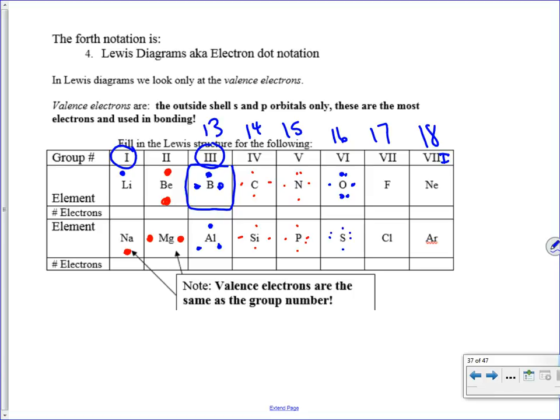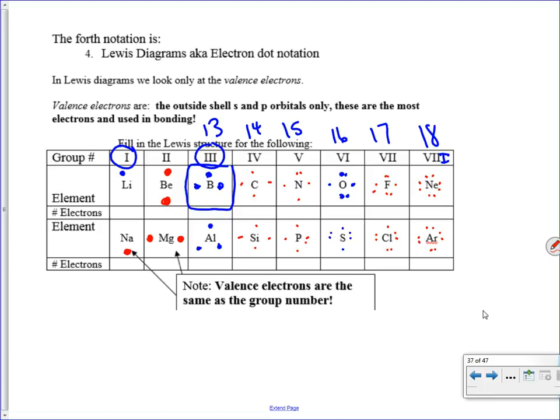Okay, so 7: 1, 2, 3, 4, 5, 6, 7. It really doesn't matter as long as you have 7 dots around and you've paired 3 of them and left 1 single. Okay? And then with your 8, I should go around like normal, do 1, 2, 3, 4, 1, 2, 3, 4 to give me a total of 8.